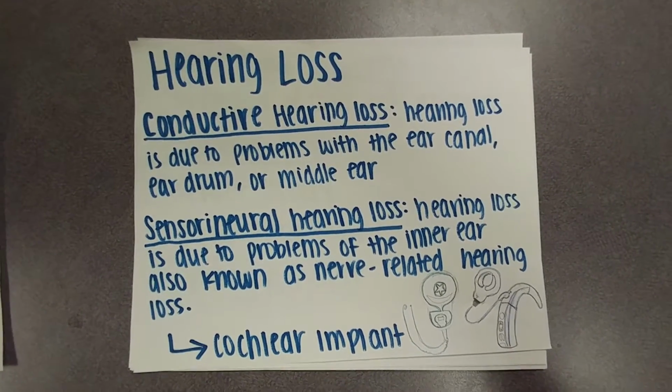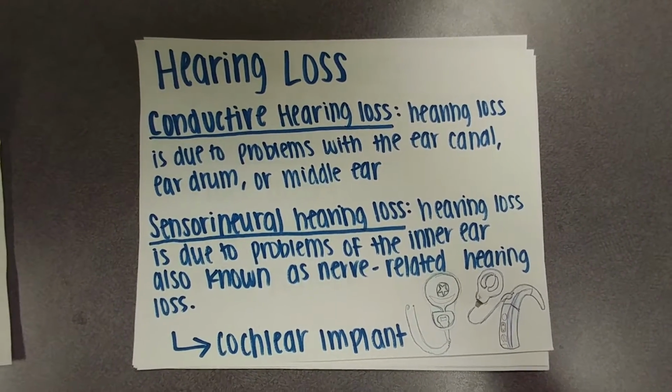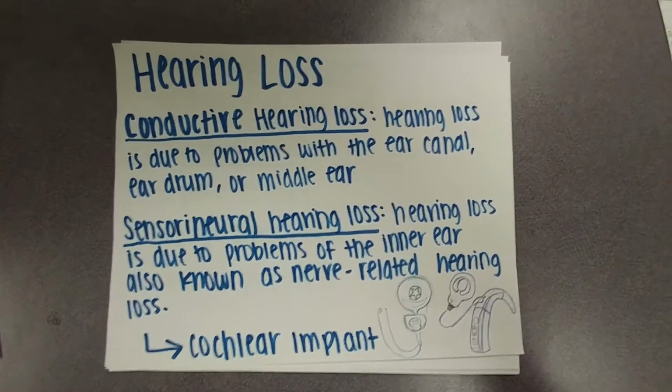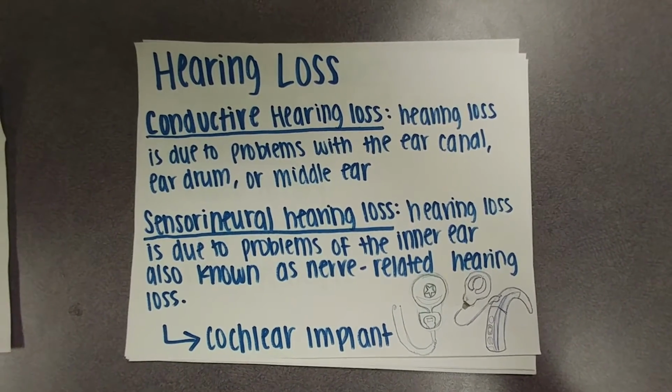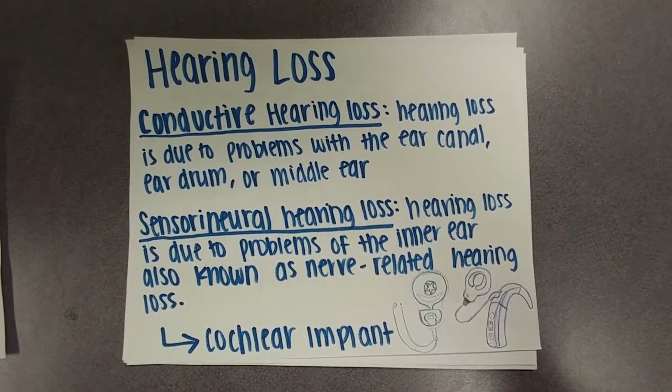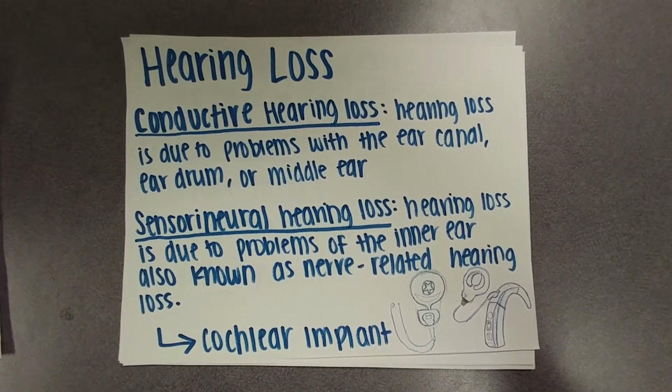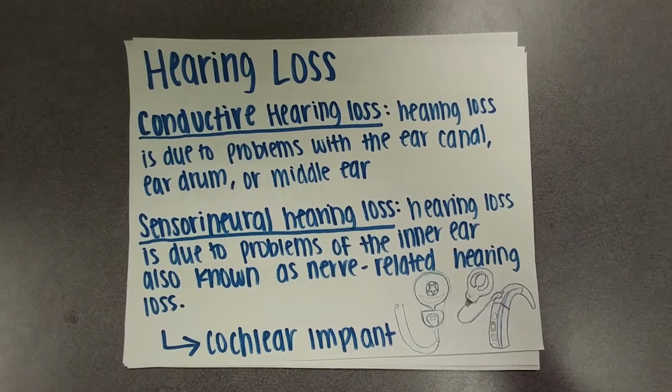Hearing loss. Conductive hearing loss is when hearing loss is due to problems within the ear canal, eardrum, or middle ear and its little bones. Sensorineural hearing loss is hearing loss due to problems of the inner ear, also known as nerve-related hearing loss.